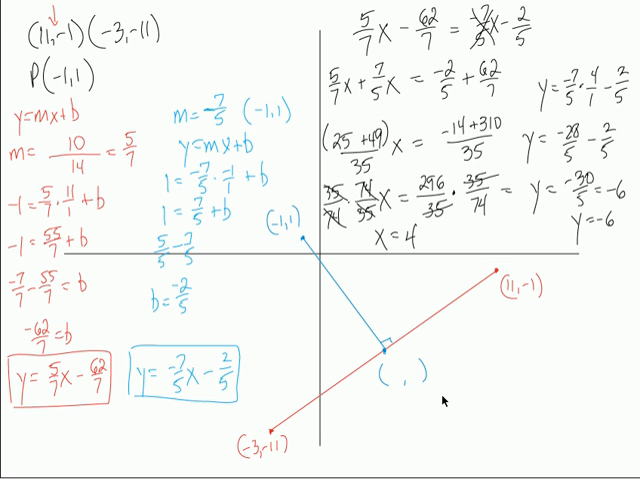It looks like it's exactly in the middle of those two. It looks like it, but you don't know that, right? You don't know it's always going to do that. So what's our point? It's 4, negative 6. All right? And we're almost done. The next part's the easy part. What's that? Just finding the distance.